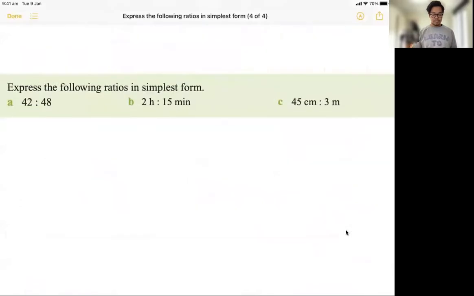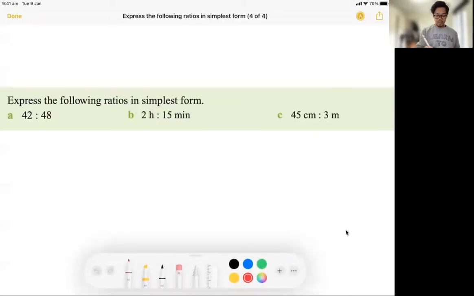So let's take a look at this example here. We've got: express the following ratios in simplest form. Now that there is one of the key words, simplest. Simplest simply means that it can't be simplified anymore. Right? Can't be any more simple. So that means simplest. Now let's take a look at 42 to 48.